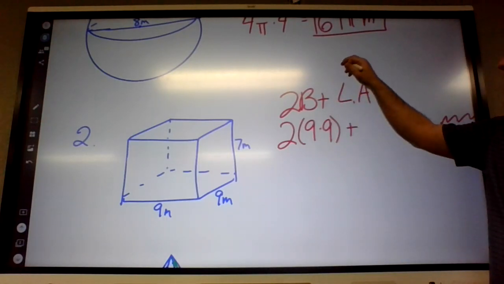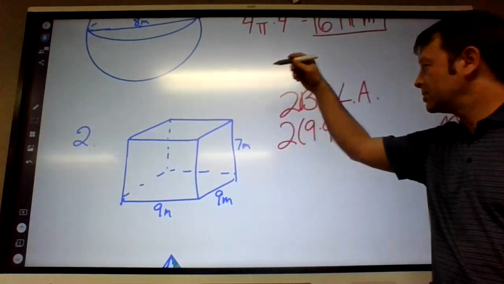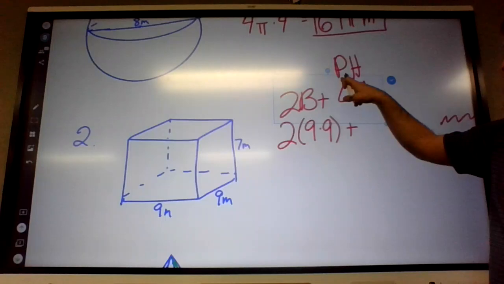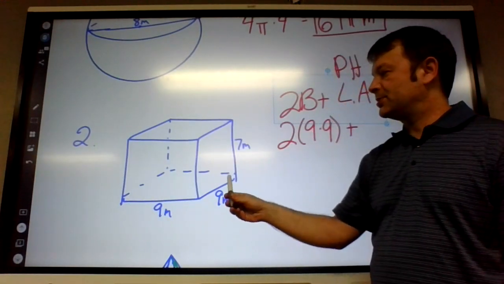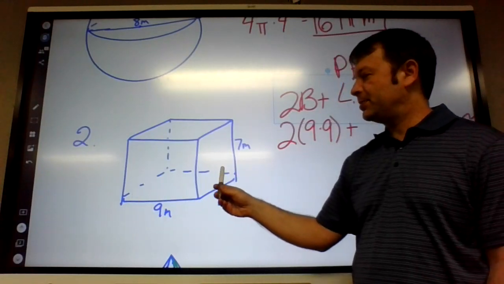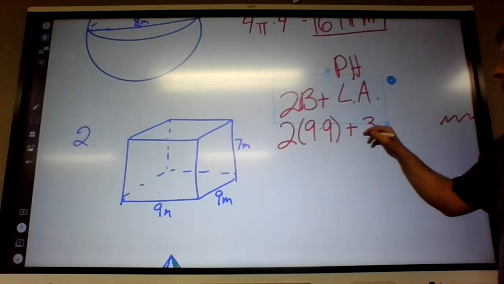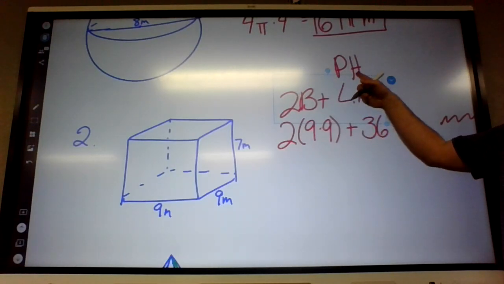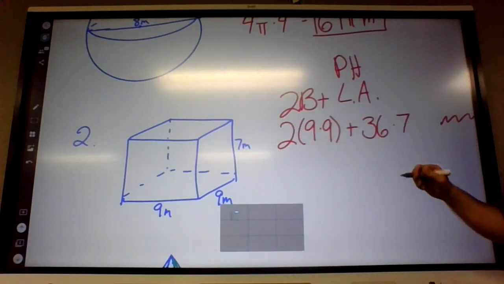For the lateral area up there, if you look at the middle column, it says pH. What do I mean by perimeter? Like all the sides, the lengths of the sides added together. It means the distance around the base, the perimeter of the base. So it's 9 plus 9 plus 9 plus 9. 36. Okay, capital H stands for the height of the prism, so that is 7.